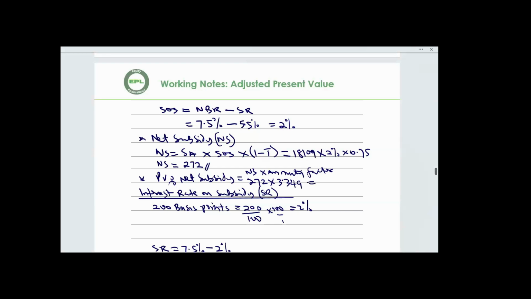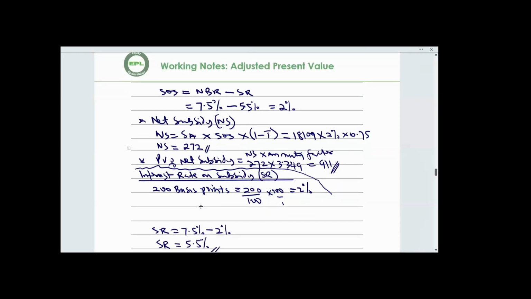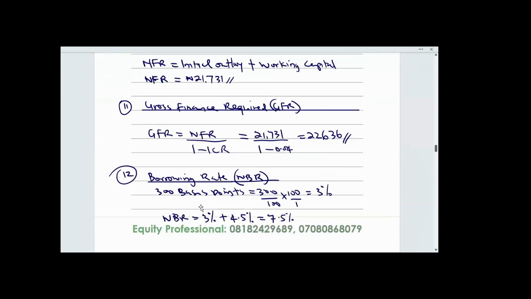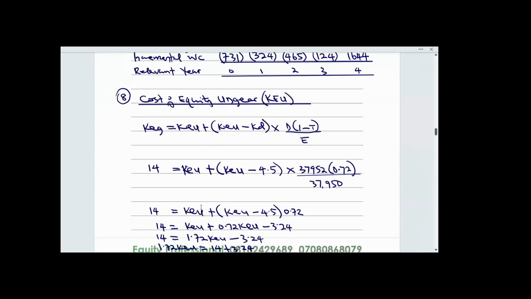So when you multiply 272 by 3.349, you get 911. So 911 is the PV of net subsidy. This is how to calculate the present value of net subsidy. Okay, let's go and post. We're almost there.